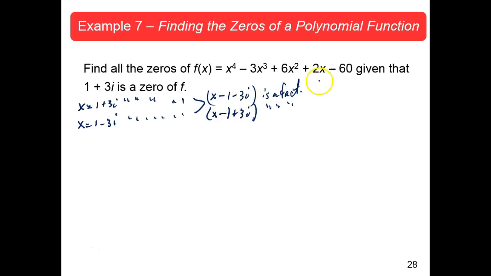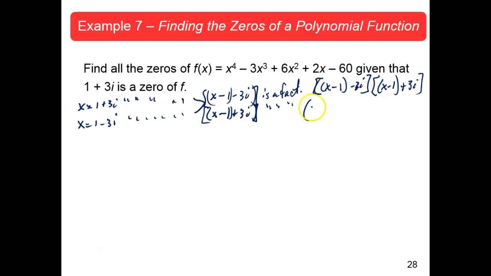So let's multiply those together. Now, let's do the clever thing they did. X minus 1, we're going to put a grouping symbol here, minus 3i, times x minus 1 plus 3i. That's also going to be a factor. The product of those two factors will also be a factor. Can we multiply those two together? What would that give us?